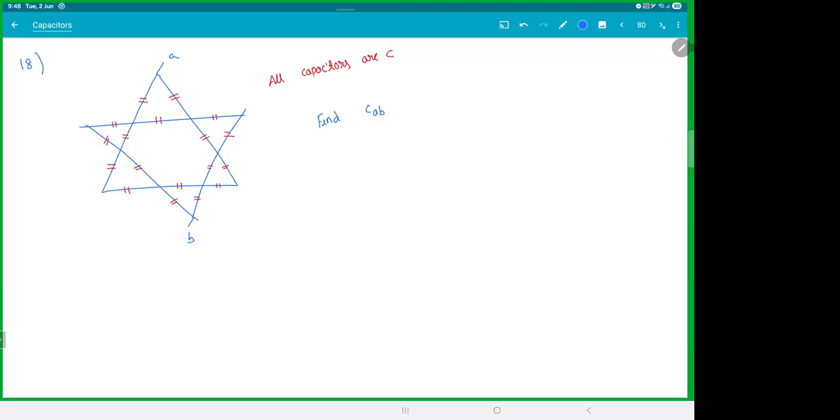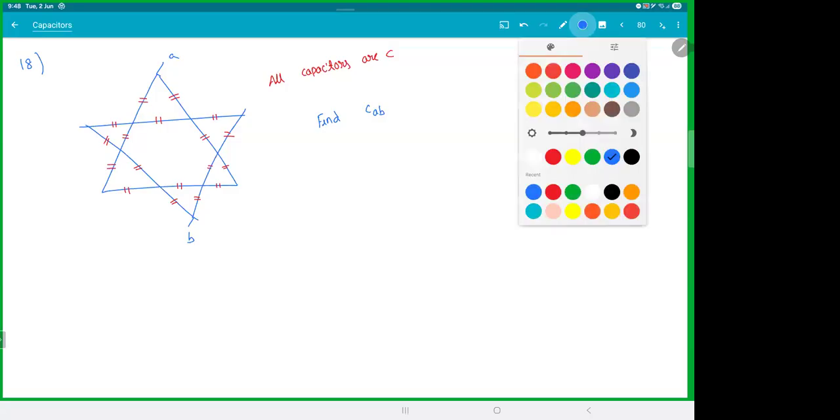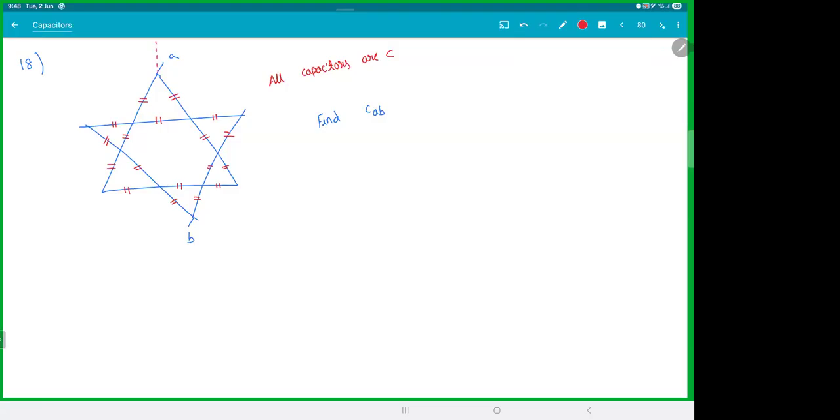Again, symmetry. What symmetry is this? That's the first thing you need to figure out. Is it axial symmetry or bisector symmetry? This is the symmetrical line, right? What symmetry is this? Just because it is vertical, don't say bisector. Is the line passing through A and B, or is the line dividing A and B? The line is passing through A and B. This is axial symmetry. Means left and right are identical. So yeah, you can fold it, or you can say potential is same.